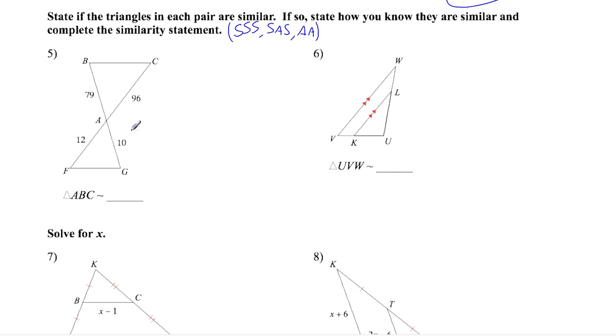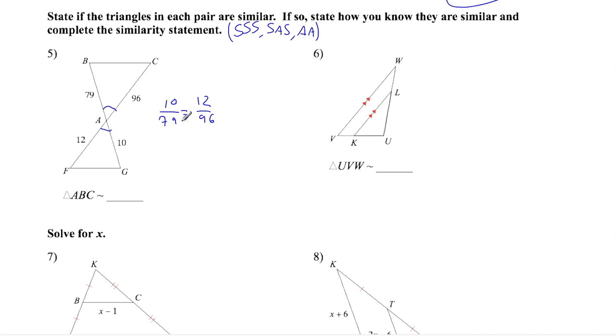But we see that there are 2 sides. Maybe there's an angle? Oh yeah, this angle right here. The vertical angles are always congruent. So there's our congruent angles. We just need to show that the sides are proportional. So if you can kind of see, this triangle here, if you rotate it around, would fit right on top of the other one. So that means that 10 to 79 should equal 12 to 96.